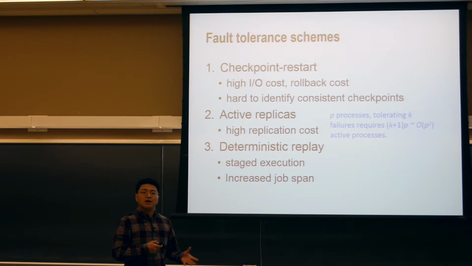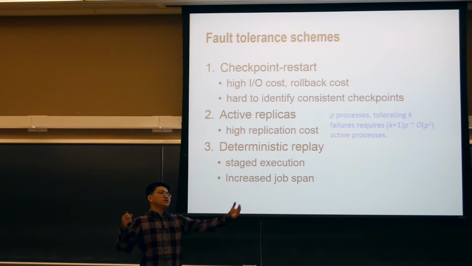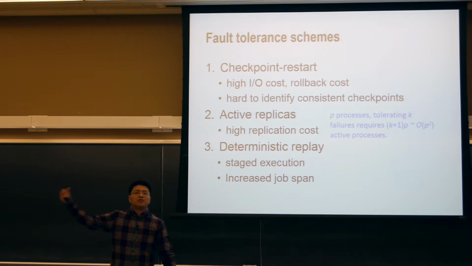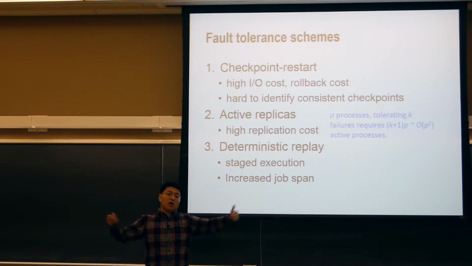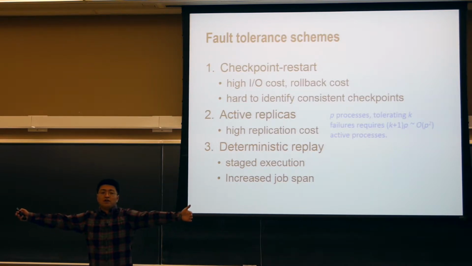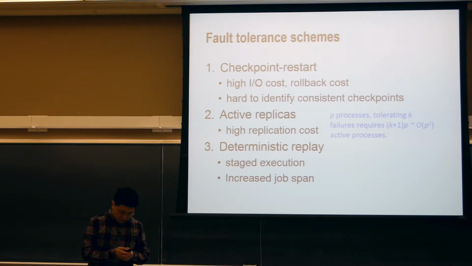The third is called deterministic replay. A well-known example is MapReduce. MapReduce consists of 2 stages: the mapping stage and the reduction stage. But this is a very restricted computation model, which only applies to staged execution. And if many faults occur, each stage will be elongated, so the total job span will be elongated a lot.